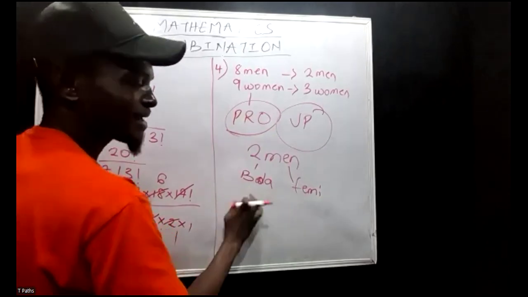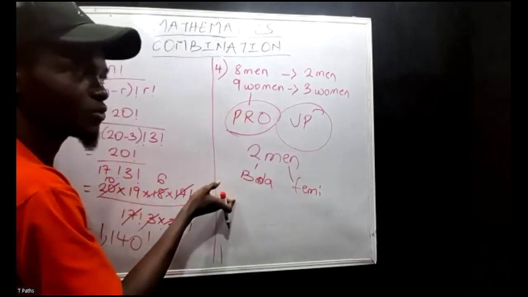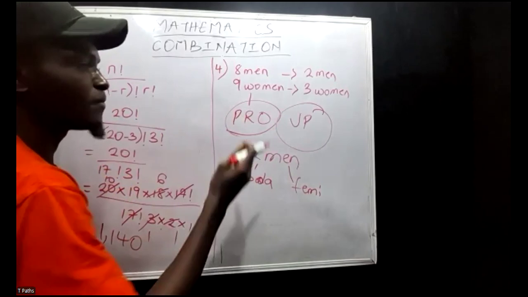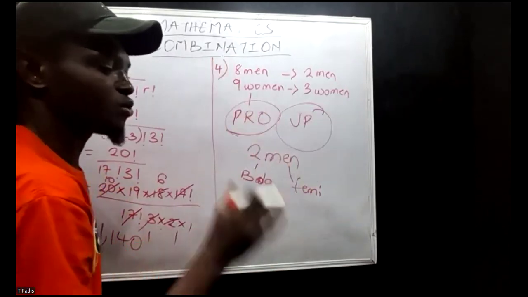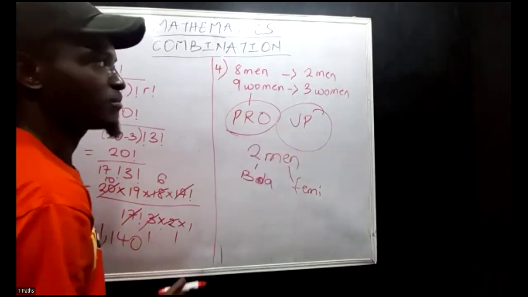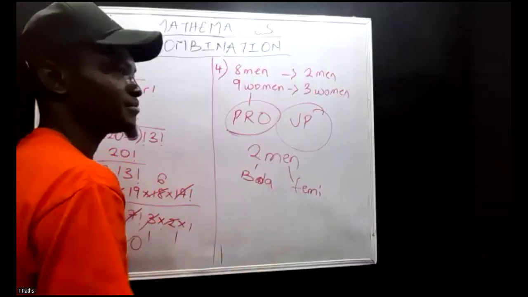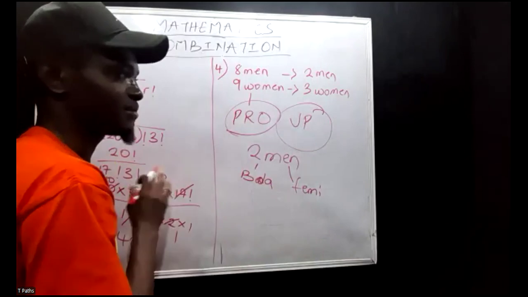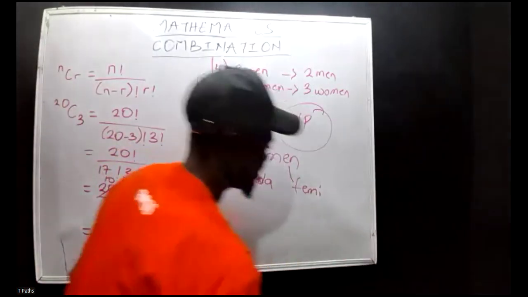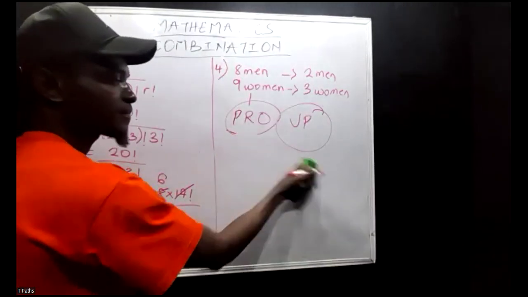Can you see that arrangement matters in this one? That is why it is a permutation question, because I still have to arrange them: either this one is VP and this one is PRO, or this one is PRO and this one is VP. So all that still matters there. That one is permutation. But this one, we are told to just select two men out of the eight. I select Bola and Femi. The order in which I choose them, Bola or Femi first, does not matter because I'm only selecting them. Is it clear, guys?